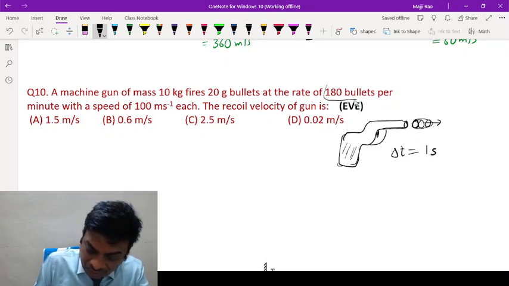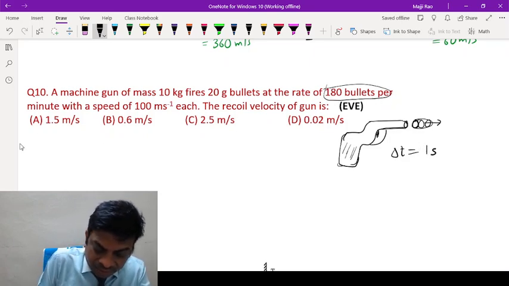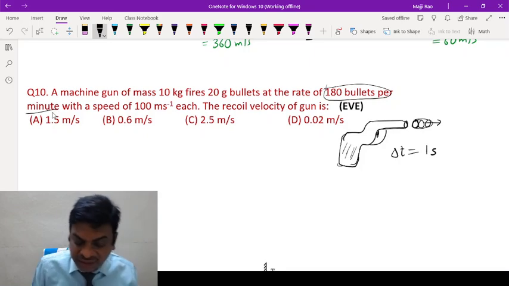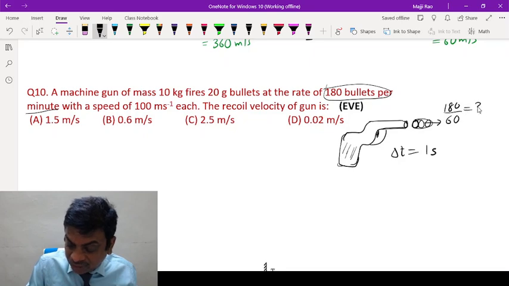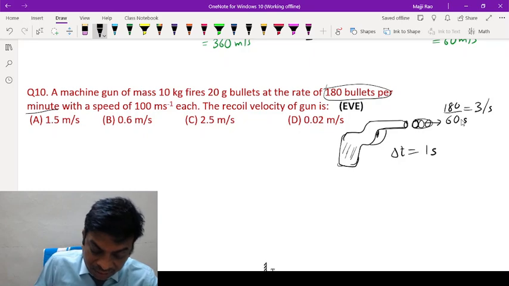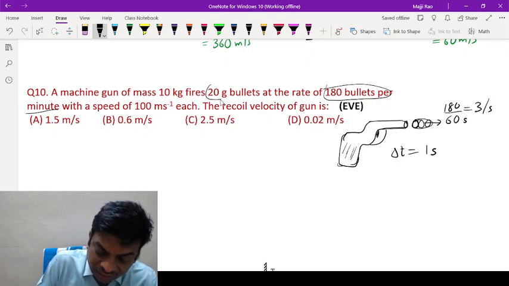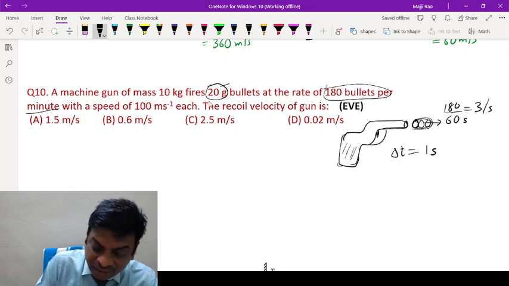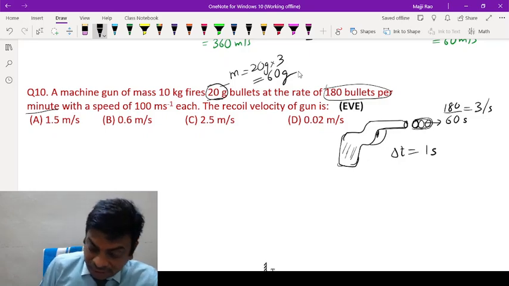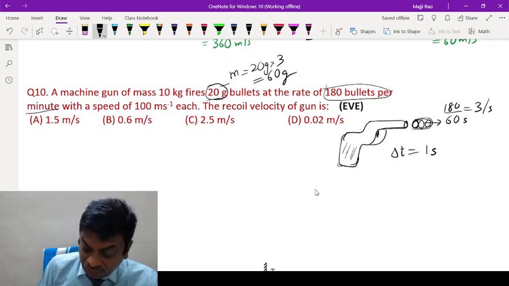You can see 180 bullets are fired in 1 minute, that is 60 seconds. So 180 bullets in 60 seconds means 3 bullets per second. Now each bullet has a mass of 20 gram. So considering all the 3 bullets together as a single body, their mass will be 20 gram into 3, that is 60 grams. Okay. So now we'll apply the law of conservation of momentum.